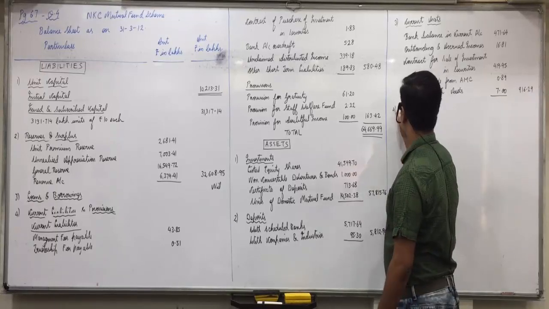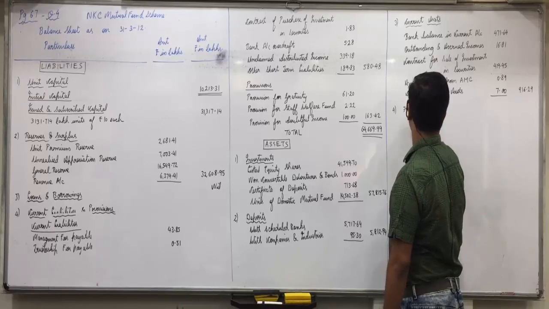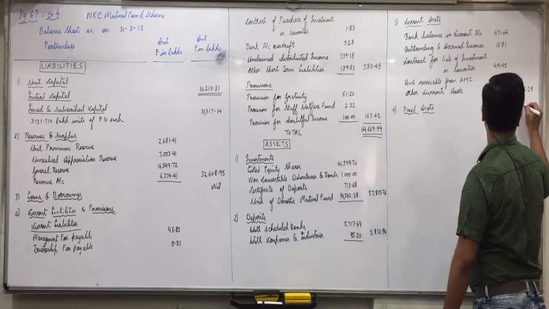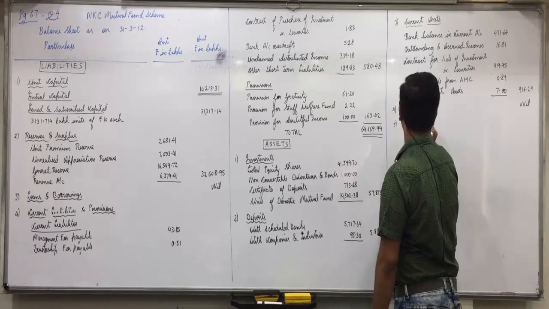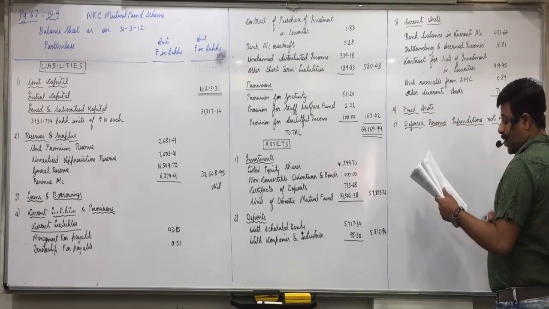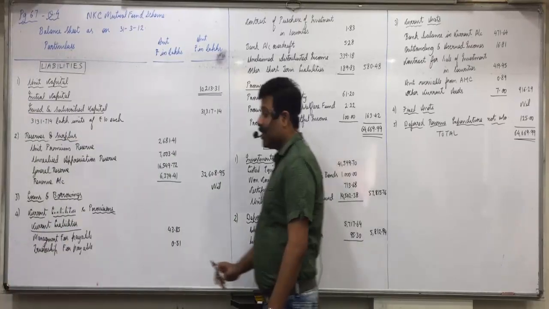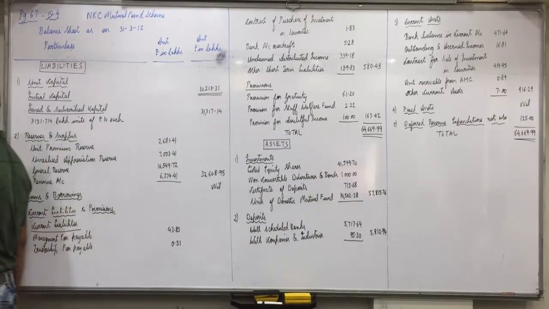916.29. Fixed assets, are they given? Nil. As I said, generally fixed assets won't be there. So nil. And deferred revenue expenditure not written off, that is 125. Do you understand this? What is the total coming to? Okay, 64669.99.